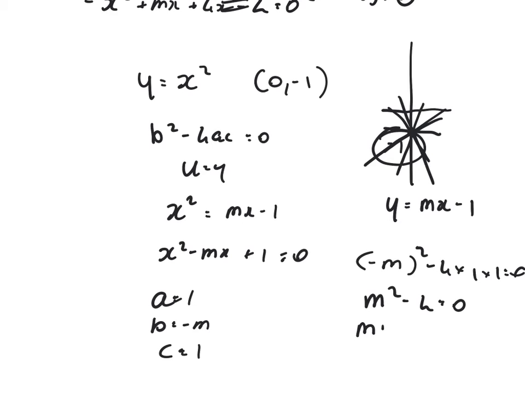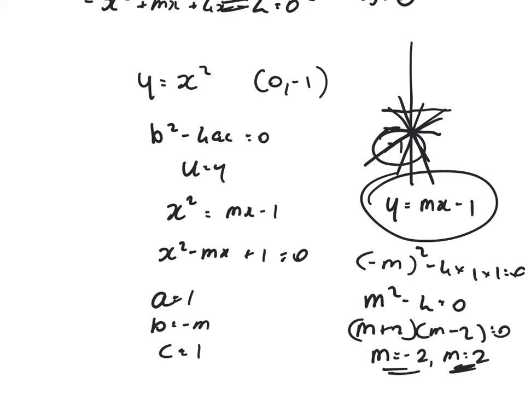So that's m squared minus 4 is equal to 0. That's the difference of two squares. m plus 2 bracket m minus 2 is equal to 0. And that will give me m equals minus 2 and m equals 2. That's my two values of m. So generically speaking, the tangents can be written as y equals mx minus 1, but I now know that the gradients are minus 2 and 2, so that's minus 2x minus 1 and 2x minus 1, and that's the two equations of the tangents.